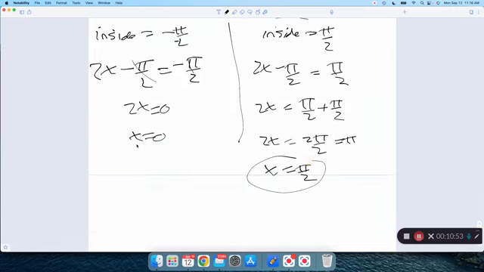Here's my start. Here's my end. These are my new asymptotes. That's what we're finding with tangent and cotangent. We're finding the new asymptotes.